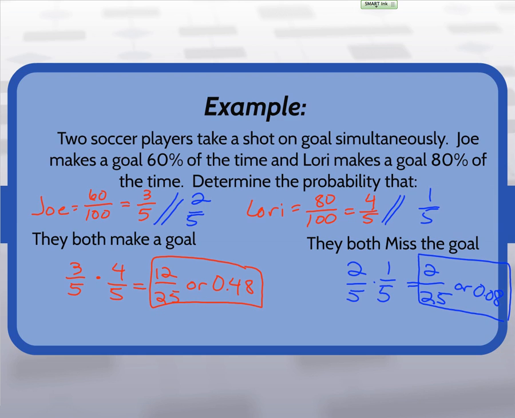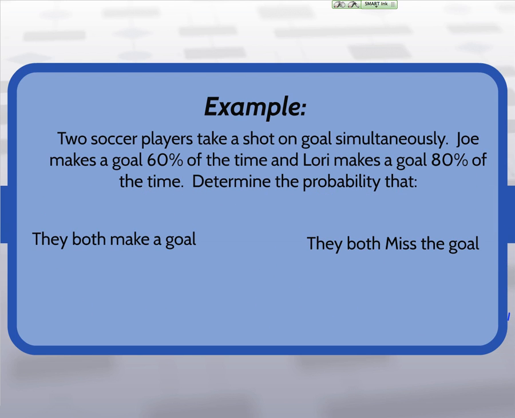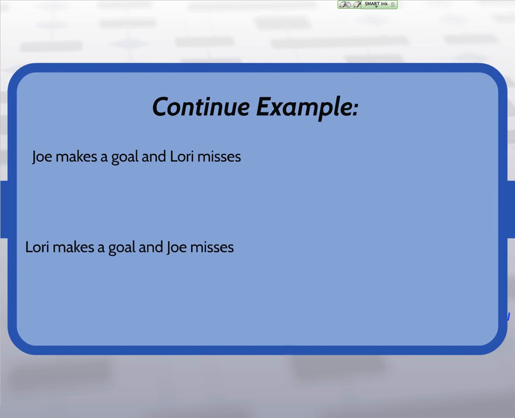I know this probability stuff is not too crazy, but again, since it's been years, we have to have this review. The next two, again related to this example, I'm going to have you calculate on your own to get a little experience with calculating probability with independent events. Are there any questions or concerns? Okay. I'm going to give you a few minutes to calculate these two: the probability that Joe makes a goal and Lori misses, and the probability that Lori makes a goal and Joe misses.